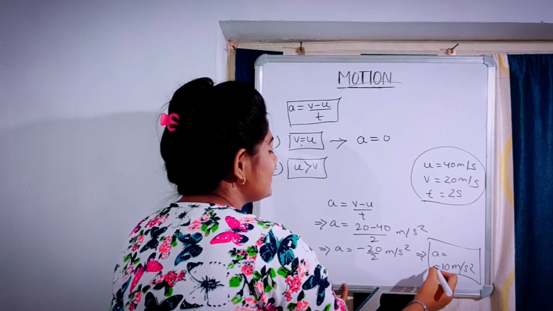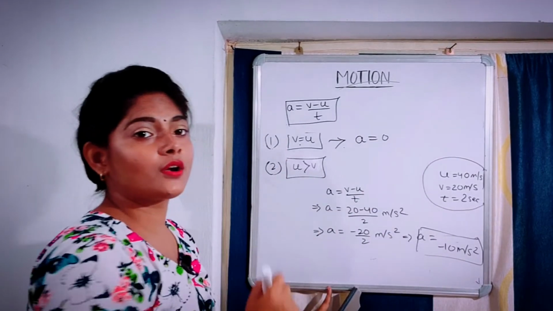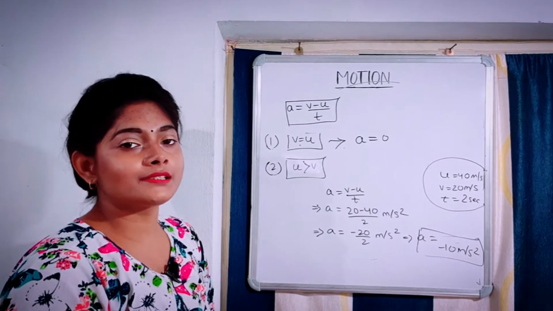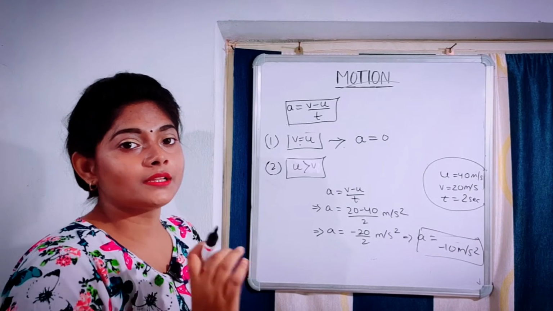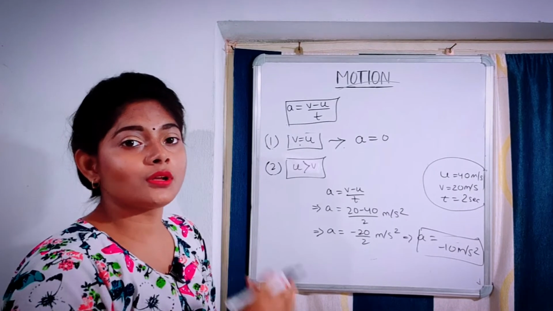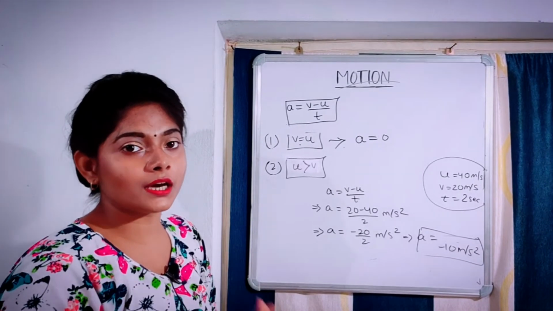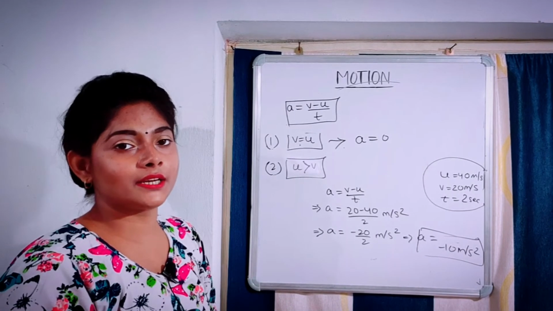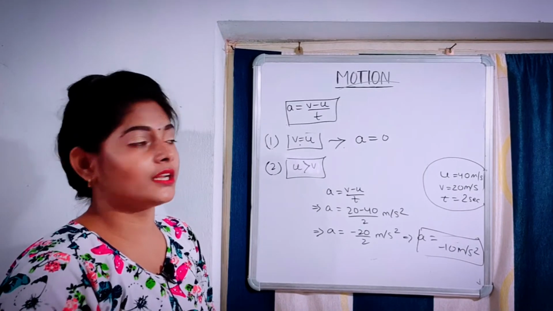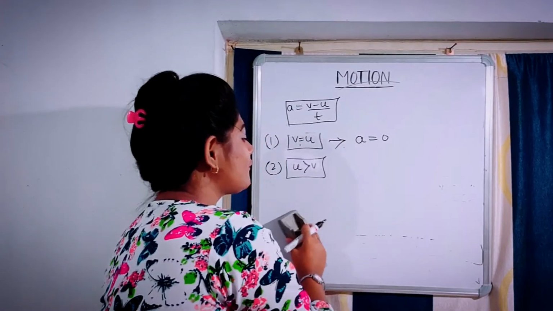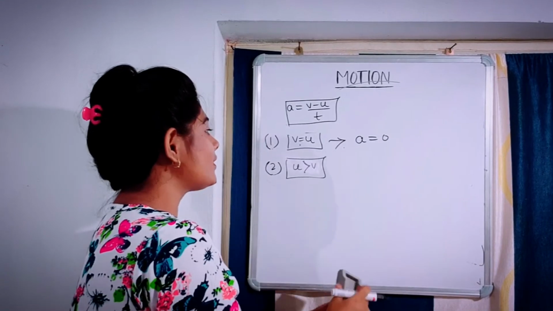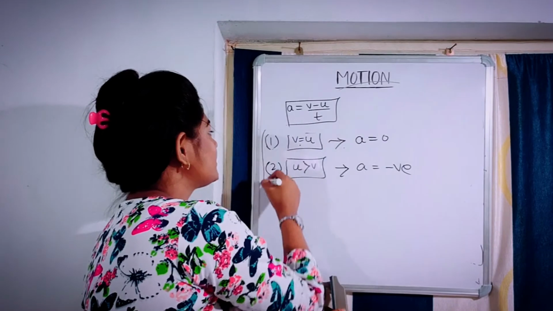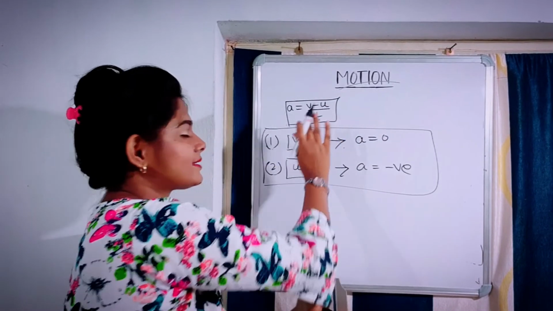So the answer is in negative. From this we got, when initial velocity is greater than final velocity, the acceleration will become negative. The answer will come in minus. This negative acceleration is termed as retardation. So what is retardation? Negative acceleration is known as retardation. Now we will write it here. What will happen if u is greater than v? When u is greater than v, then a will become negative. So these are two cases related to acceleration.